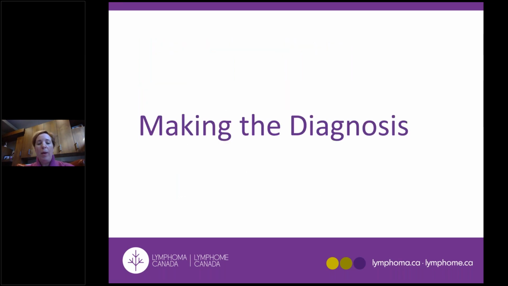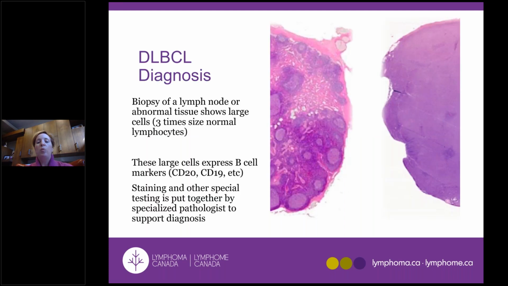I'm going to talk briefly about making the diagnosis of diffuse large B-cell lymphoma now. When we look at lymph nodes, you can see the lymph node on the left is a normal lymph node with what we call germinal centers, the rounded areas, and quite a heterogeneous looking thing. So it looks kind of different throughout the lymph node. Whereas the one on the right, you can see it looks the same, and so the lymph node has been replaced by the abnormal lymphoma cells.